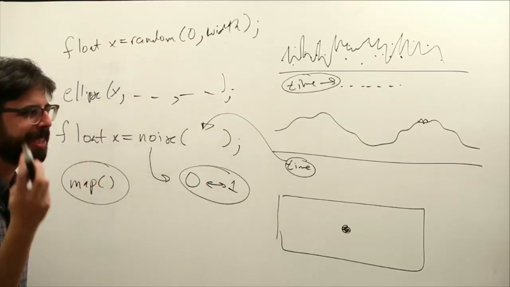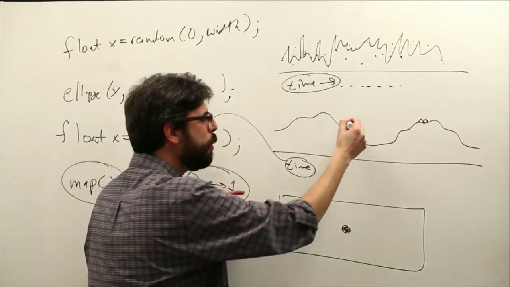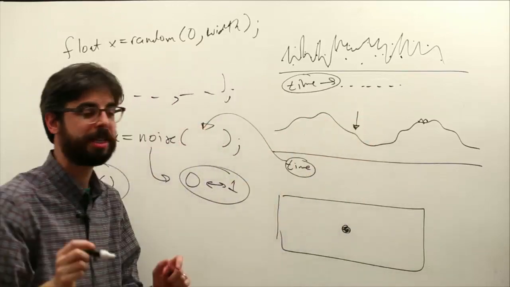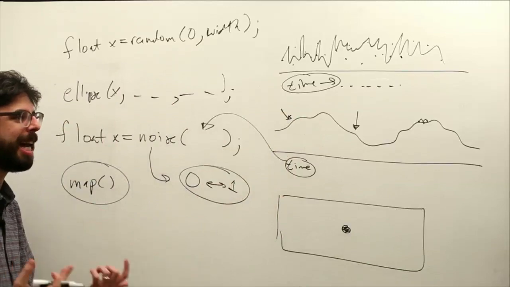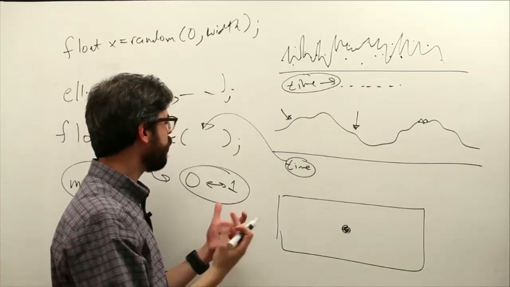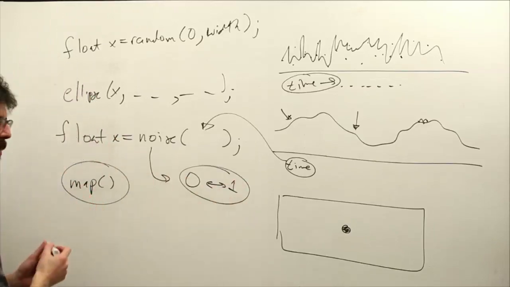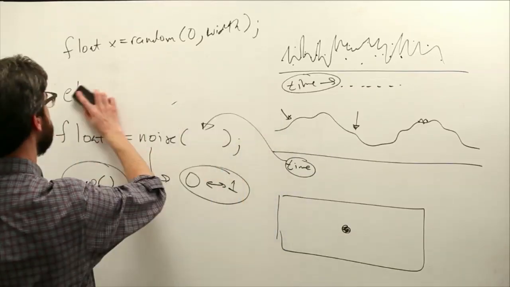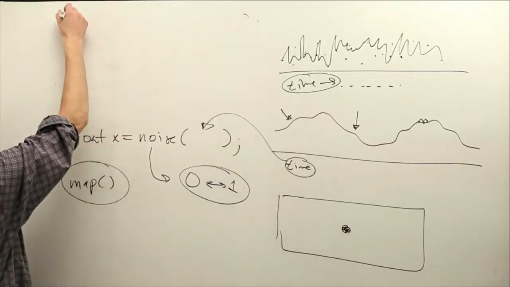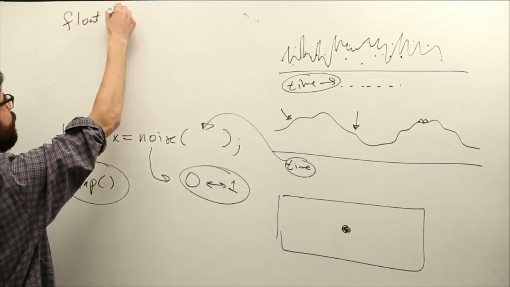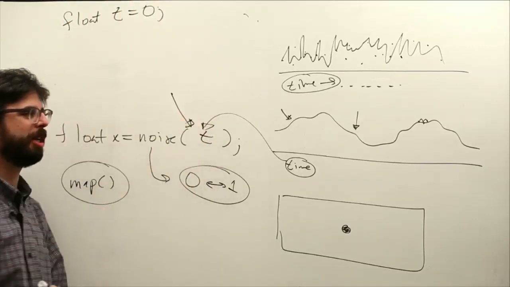Now, time, what is it? I like to think of time in terms of this graph. Like, do we want this random number at this moment in time? Or do we want this random number at this moment in time? What does that mean? Well, what are we doing here? We just need to create a variable. And so let's get rid of this stuff over here. Let's call it t. And we could say, hey, let's ask for Perlin noise at time equals 0.